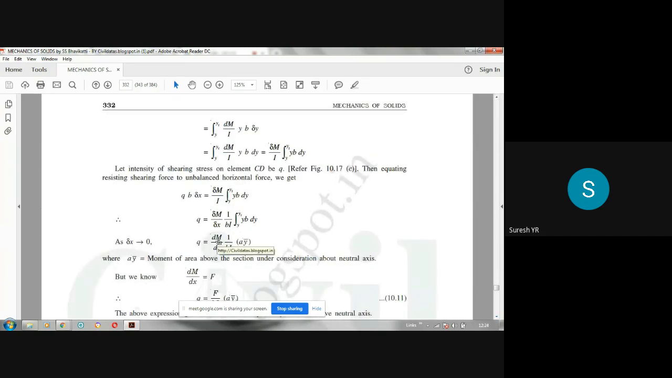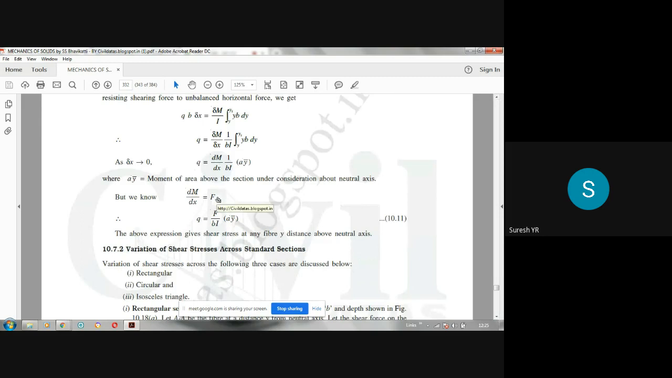Now we have proved that the rate of change of bending moment with respect to distance gives the shear force. In the last chapter, in the BMD and SFD chapter, we proved that dM by dx is F. We derived the relationship between bending moment, shear force and intensity of load. F is the shear force, M is the bending moment. So in place of dM by dx you can put F. So q is equal to F divided by b into I into a into y bar. This is the formula, remember it.